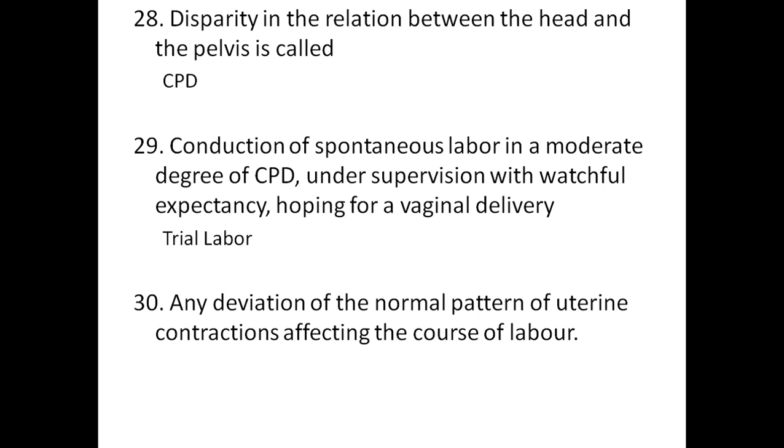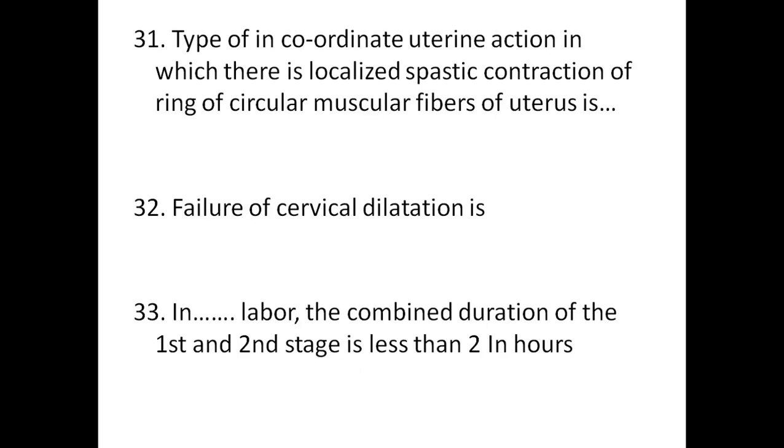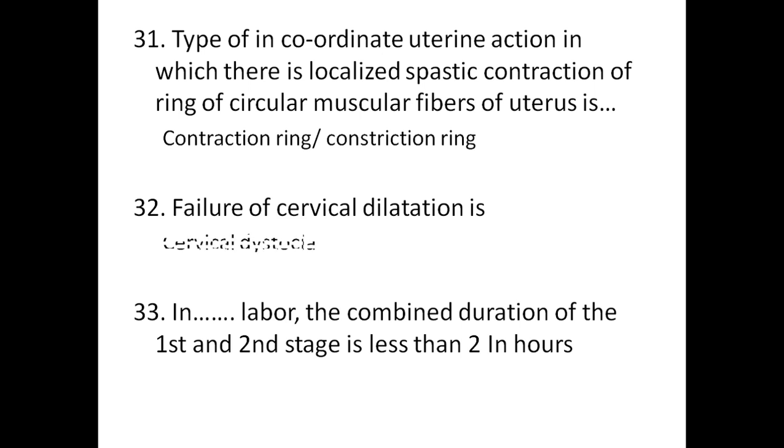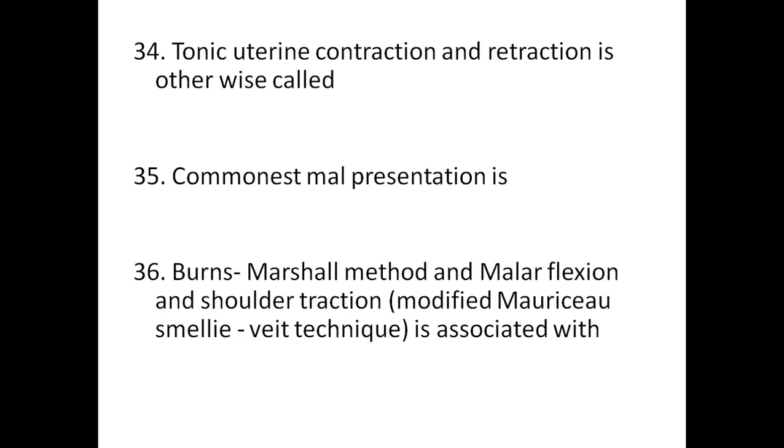Any deviation from the normal pattern of uterine contraction affecting the course of labor is known as abnormal uterine action. The type of incoordinate uterine action in which there is localized spastic contraction of a ring of circular muscle fibers of the uterus is called a contraction ring or constriction ring. The failure of cervical dilatation is known as cervical dystocia. Labor in which the combined duration of first and second stage is less than 2 hours is precipitate labor. The tonic uterine contraction and retraction is otherwise known as Bandl's ring or pathological retraction ring.